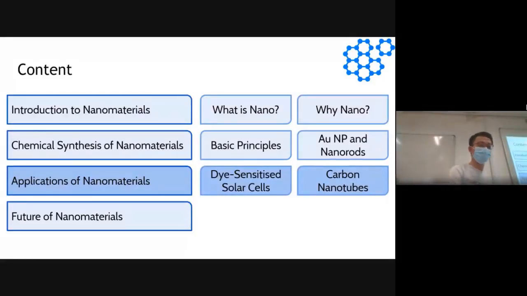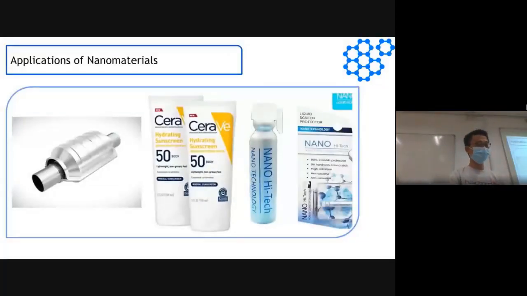Okay, now we'll be moving on to some applications of nanomaterials. Some of the common applications of nanomaterials will be in your catalytic converters, where you have your platinum or rhodium nanomaterials, which exploit a high surface area to volume ratio. You also see nanomaterials like zinc oxide in your sunscreen.